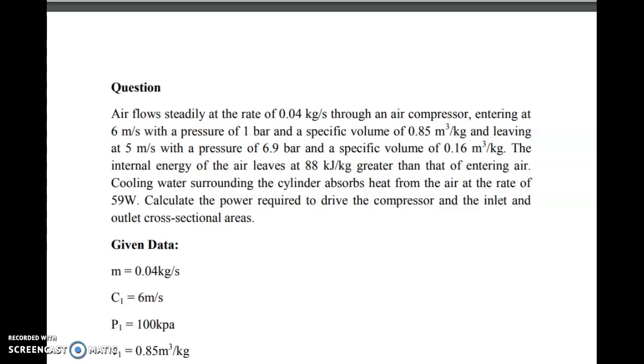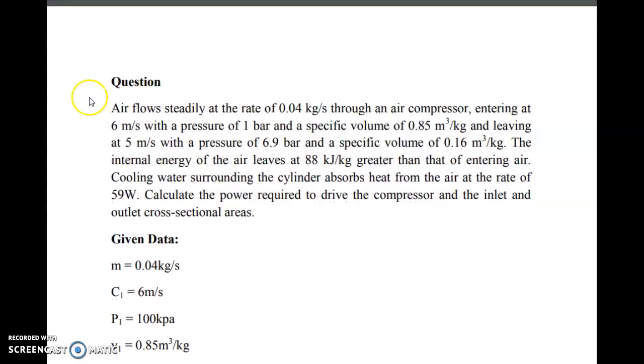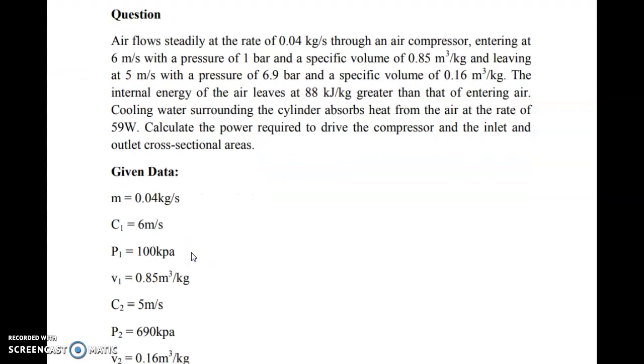So by using this data, we have to find out the power required to drive the compressor and the inlet and outlet cross-sectional areas. Okay. So write down the given data. First one is the mass flow rate. The mass of air crossing the system is 0.04 kg per second.